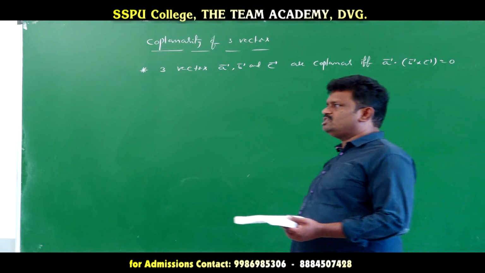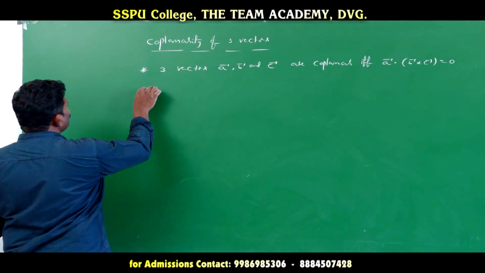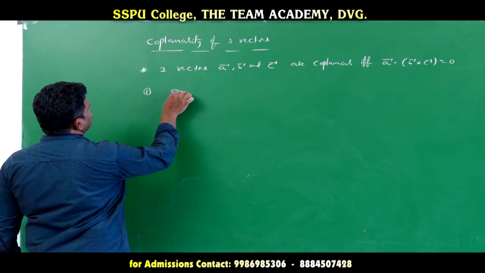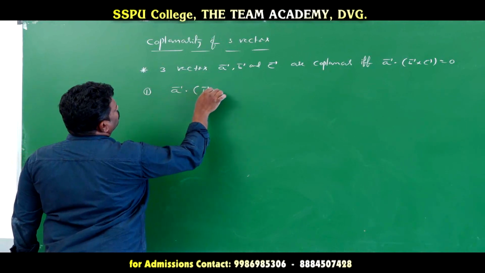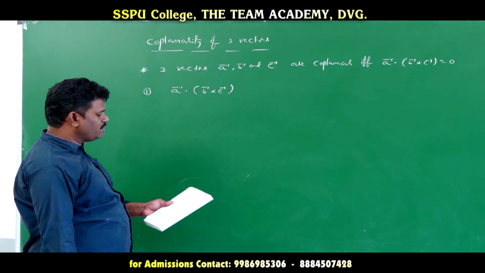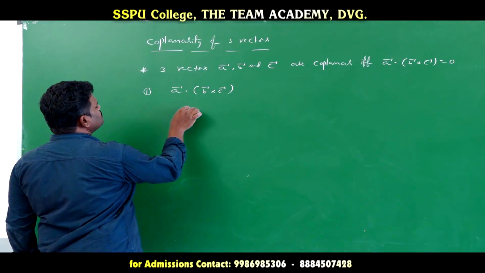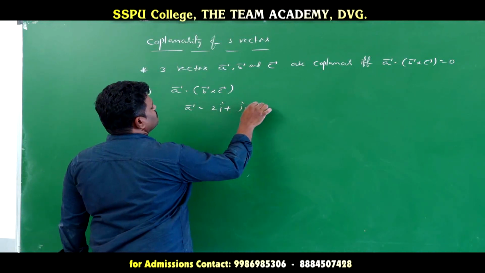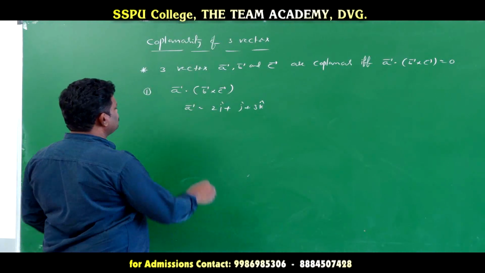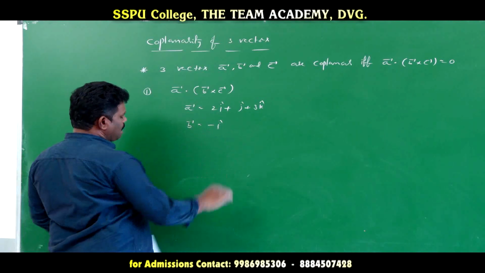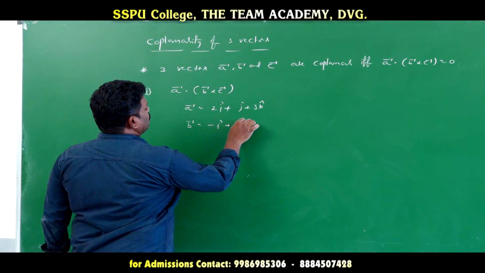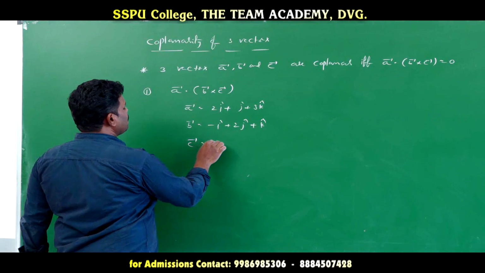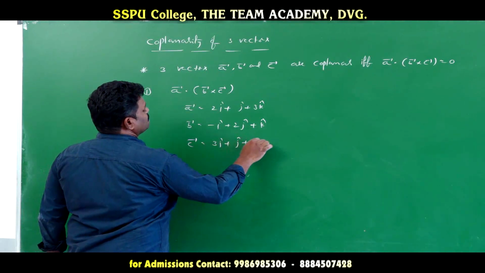Now here are some examples. If you want to prove them one by one, the first question is to find A bar dot B bar cross C bar. He has given three vectors: A bar is equal to 2 i cap plus j cap plus 3k cap, B bar is equal to minus i cap plus 2j cap plus k cap, and C bar is equal to 3 i cap plus j cap plus 2k cap.